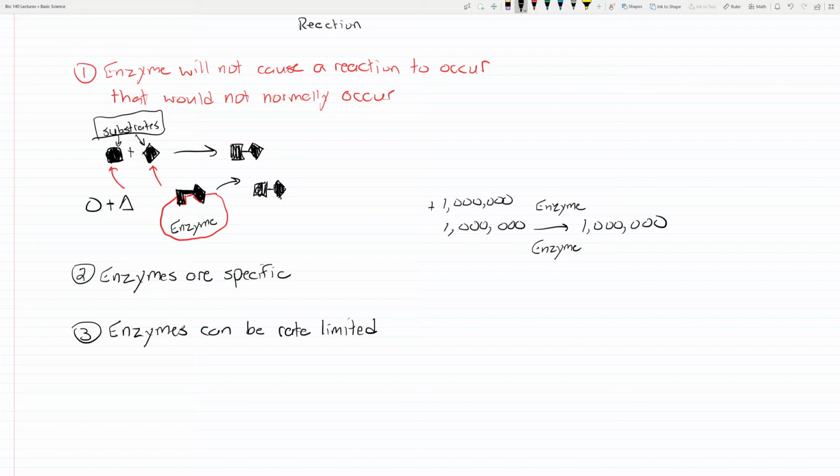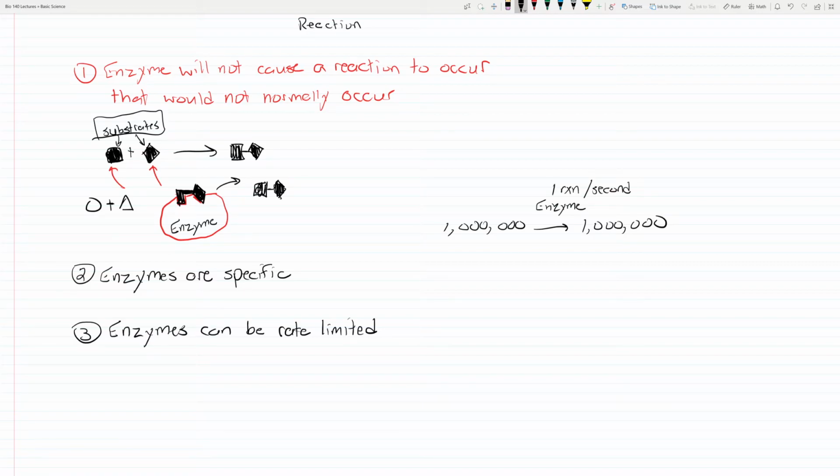So if I had an enzyme, let's just say this enzyme is 1 reaction (Rxn) per second. Okay. If I wanted it to get done in half the time, I'd have to add twice as much enzyme. So if I wanted to get it done in 500,000 seconds, I'd have to double my enzyme. If I wanted to get it done in a quarter of the time, I'd have to put in 4 times as much. Okay, so that's what it means. Enzymes can be rate limited.